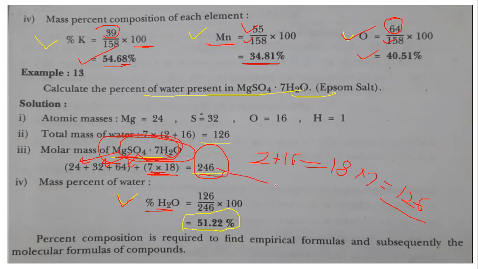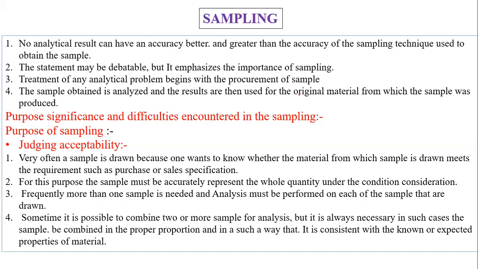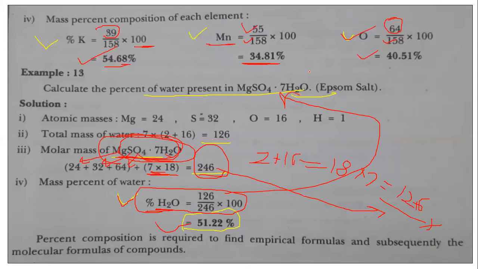MgSO4.7H2O. Divide 126 upon this molar mass into 100. See here, it is 126 upon 246 into 100. This is the percentage of water present in the above molecule. Which molecule? Here it is MgSO4.7H2O.